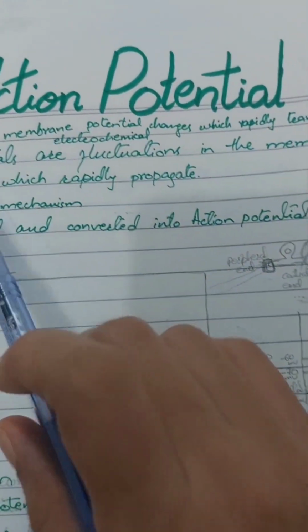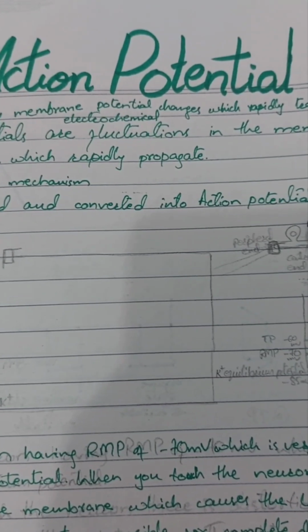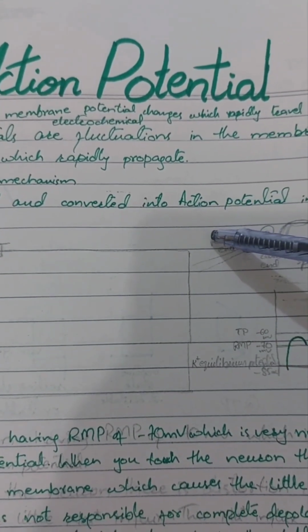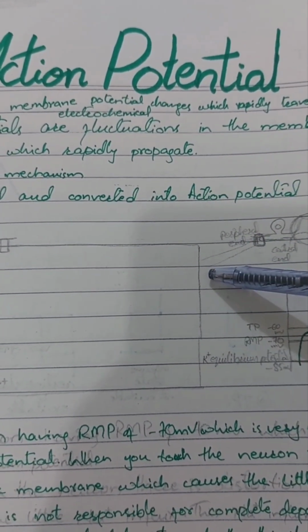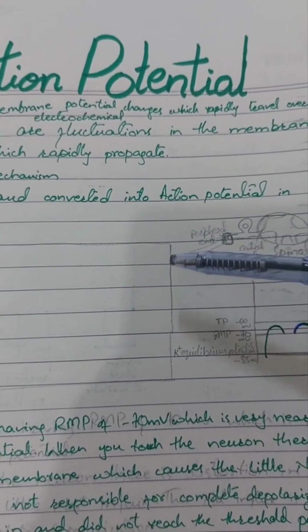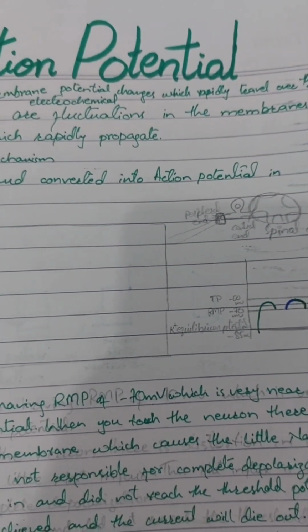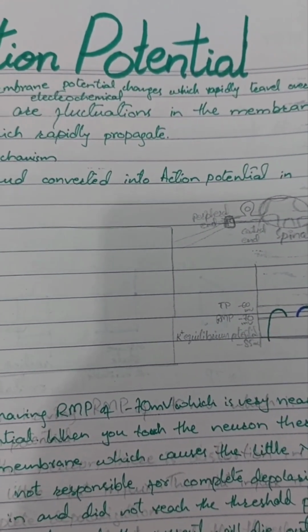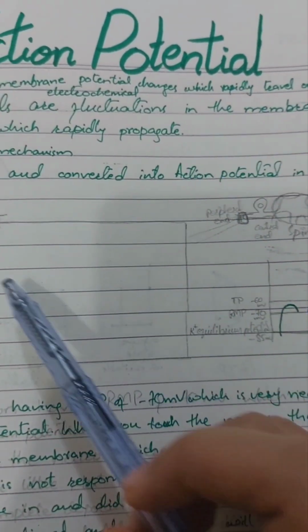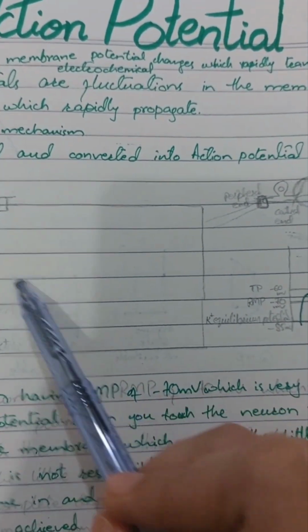Action potential. It is a rapidly developing membrane potential change which rapidly travels over the membrane. Action potentials are electrochemical fluctuations in the membranes of excitable cells which rapidly propagate. Excitable cells are neurons and muscles. It is a signaling mechanism where RMP is altered and converted into action potential in the excitable cell.